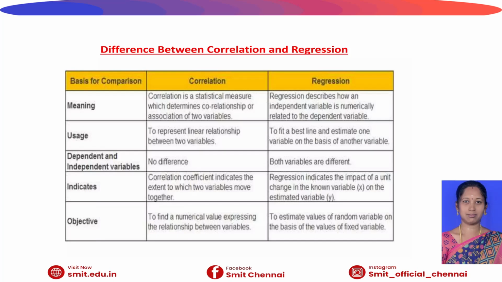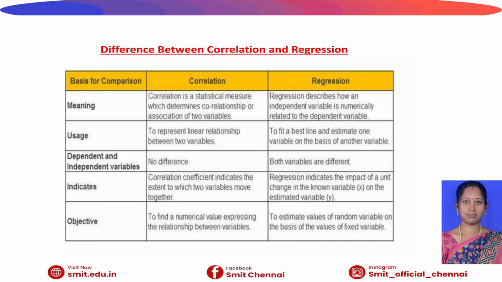Next, the difference between correlation and regression. Basis for comparison. Meaning: correlation is the statistical measure which determines the relationship or association of two variables. Regression describes how an independent variable is numerically related to the dependent variable. Usage: correlation represents the linear relationship between two variables. Regression fits the best line and estimates one variable on the basis of another variable. Dependent and independent variables: in correlation, no difference. In regression, both variables are different.